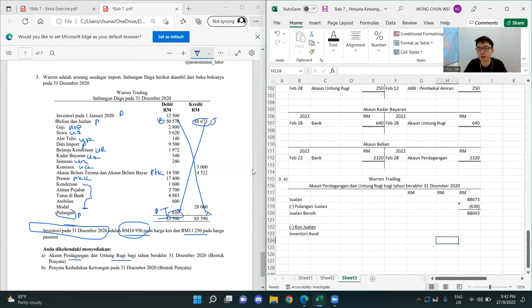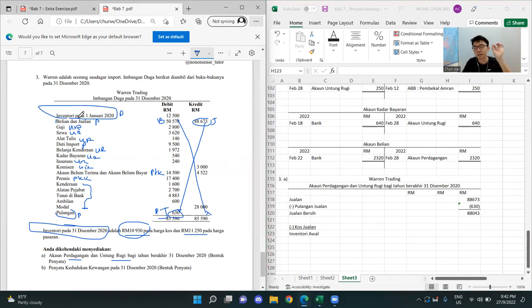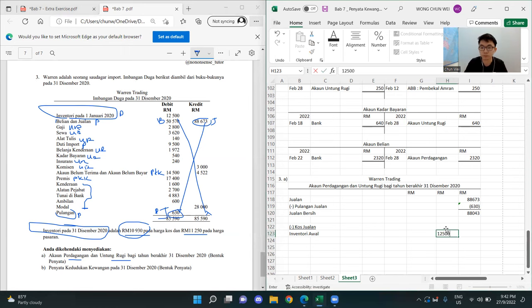Okay, so inventory awal. So what is the inventory awal? Always take the inventory daripada imbangan duga. Can you see or not? The inventory sini mesti is the inventory awal. The inventory akhir mesti kat luar sini. Alright, so inventory awal, 12,500. Okay, then your belian. Do we have belian, pulangan belian? Tak ada. So your belian, you straight away put this one, 50,570. Because there is no pulangan belian, then we can skip pulangan belian.